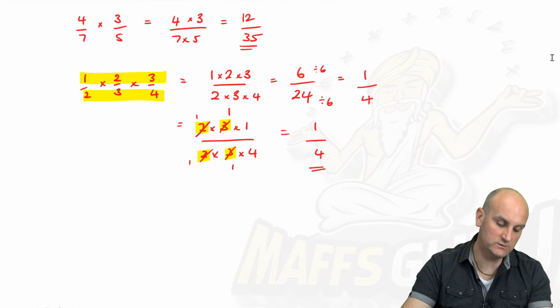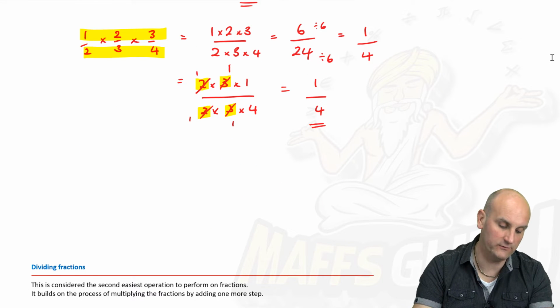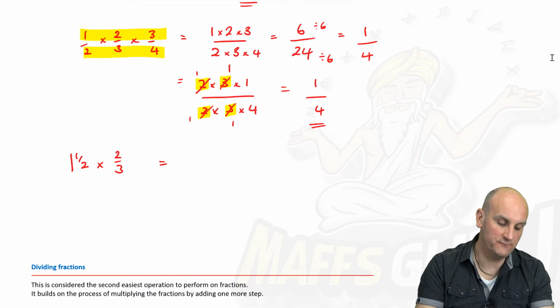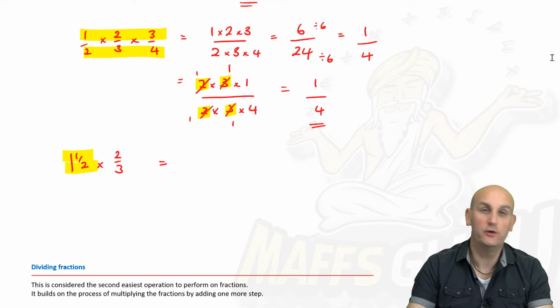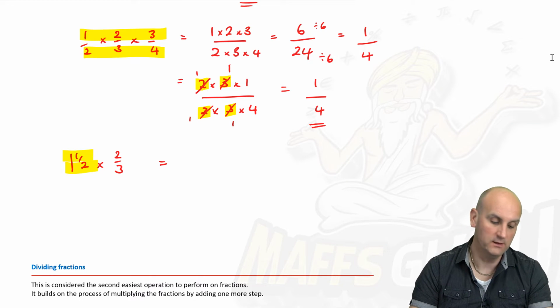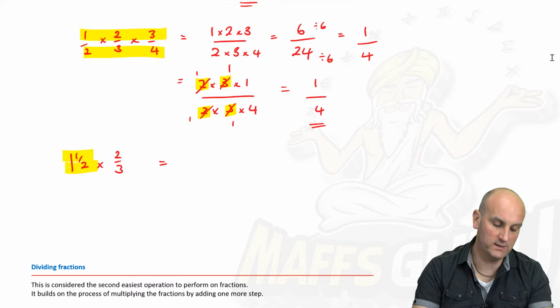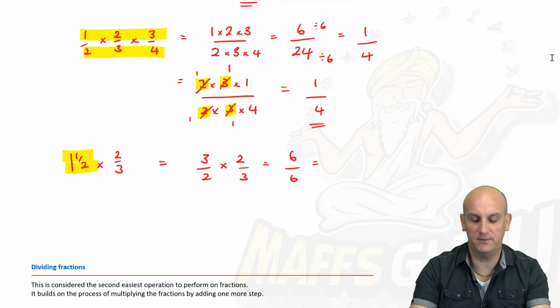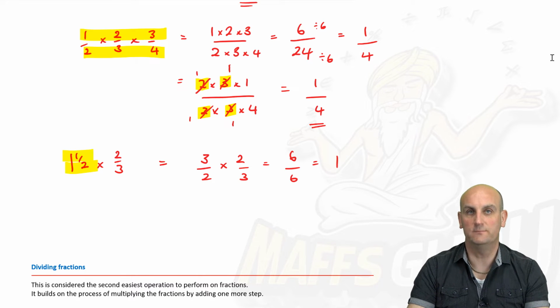Yes? Can we do this with mixed numbers? Absolutely. Let's do 1 and 1/2 times 2/3. We have a mixed number. My advice to you is to turn it top heavy or improper. So using the rule, big number, 1 times 2 is 2, plus the 1 is 3. That now becomes 3 on 2. I'm going to times that by 2 on 3. 3 times 2 is 6. 2 times 3 is 6. And any number that's divided by itself is always going to be 1.